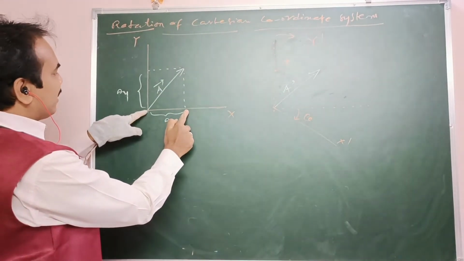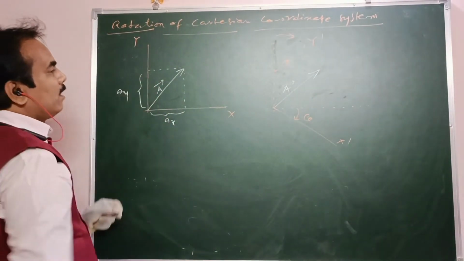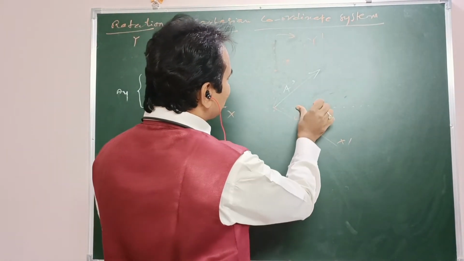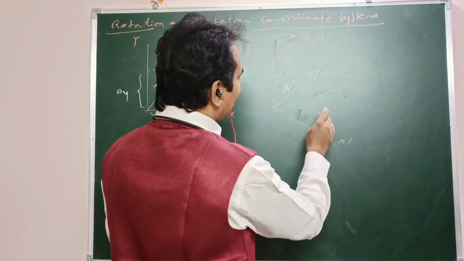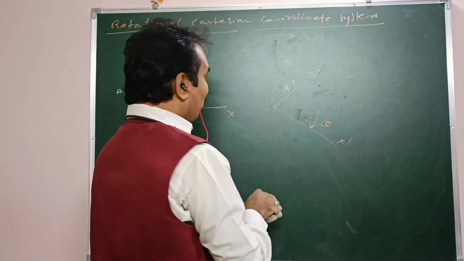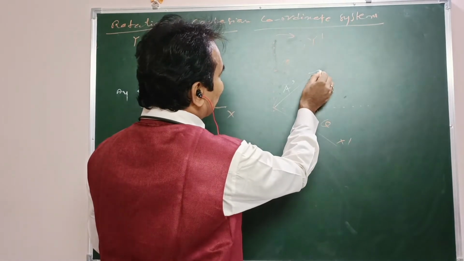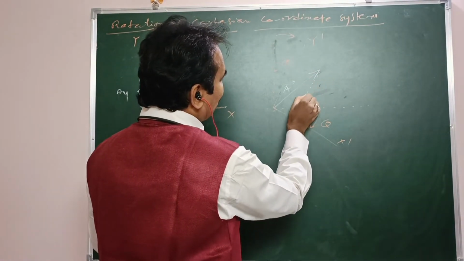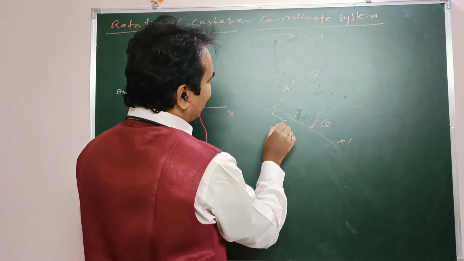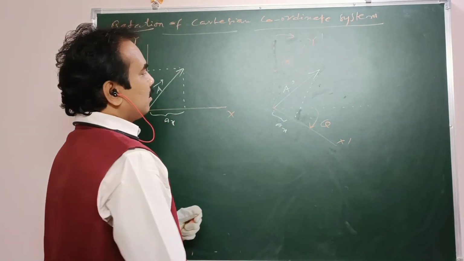As far as x coordinate is concerned, ax, it is ay. Now what about ax, ay? Ax, ay means, this is what ax, for example. I am taking normal from the tip of the vector onto the new x axis. This is what ax. Okay.